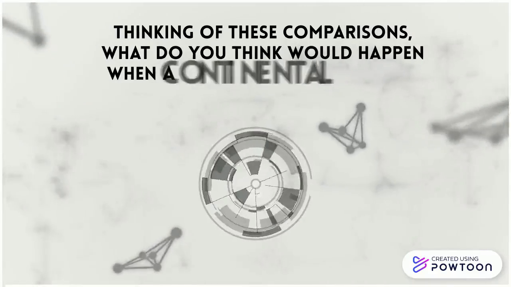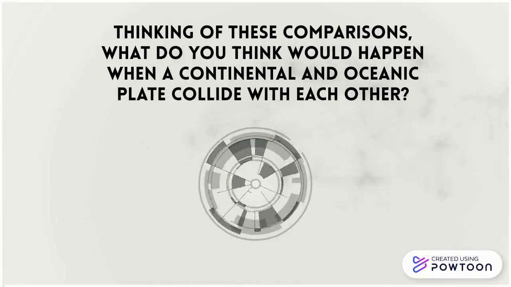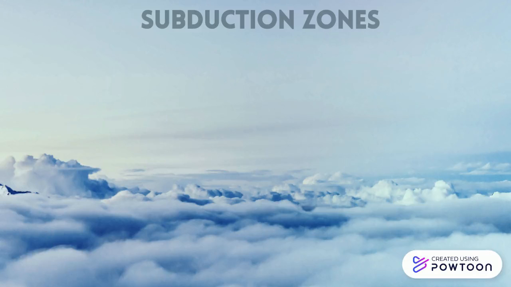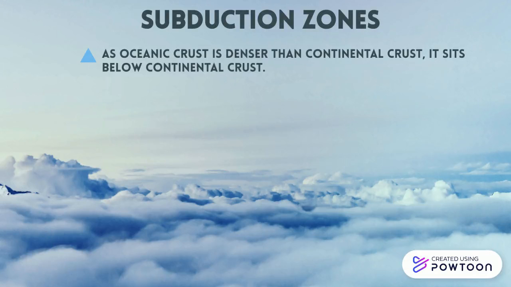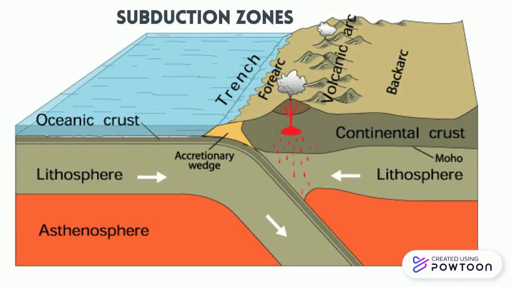Thinking of these comparisons, what do you think would happen when a continental and oceanic plate collide with each other? As oceanic crust is denser than continental crust, it sits below continental crust. When these two plates collide, the oceanic plate is subducted underneath the continental plate. The oceanic crust is recycled back into the mantle.